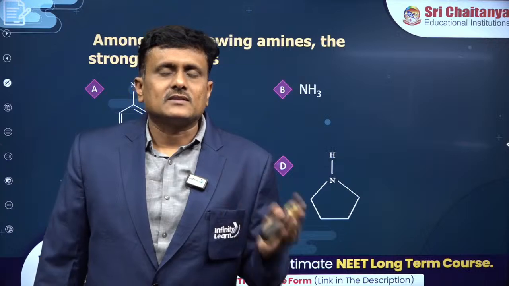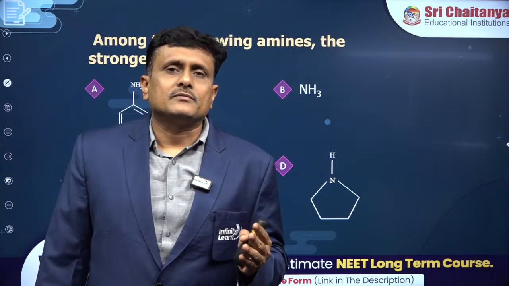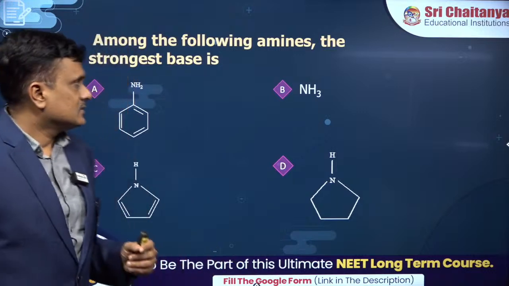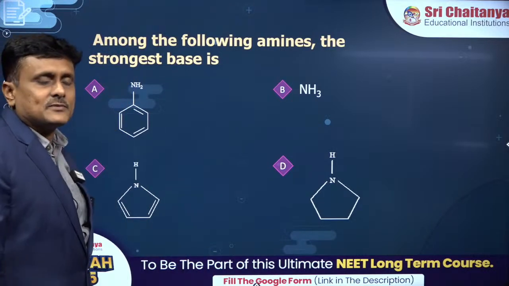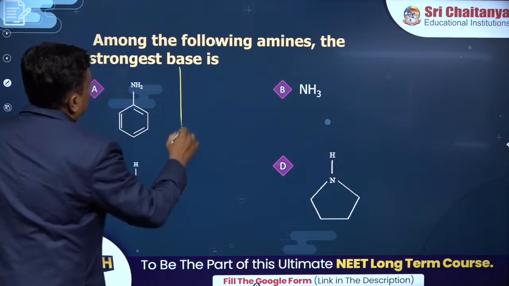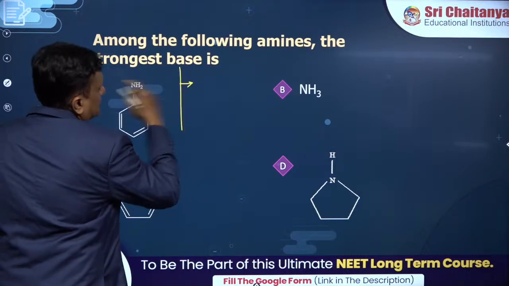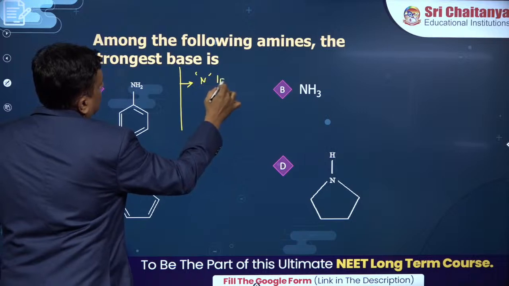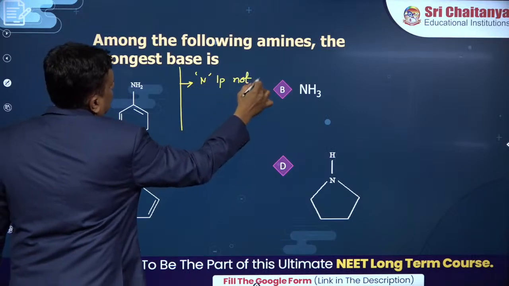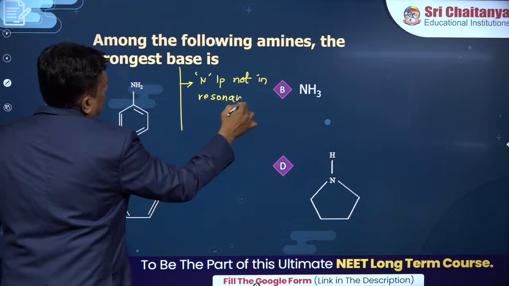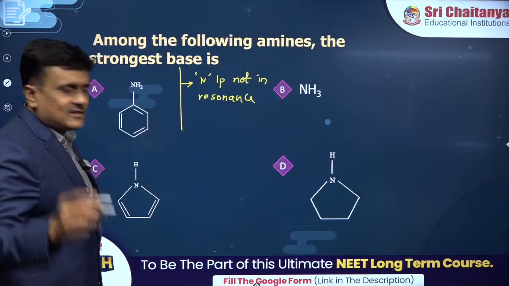So, we have done around 50 questions in 60 minutes. Now, yesterday also I have discussed this type of questions, right? In that I said, if you remember, the strong base is the one in which the nitrogen lone pairs are not in resonance, isn't it? If you want it to be a stronger base, it should not be involved in resonance.